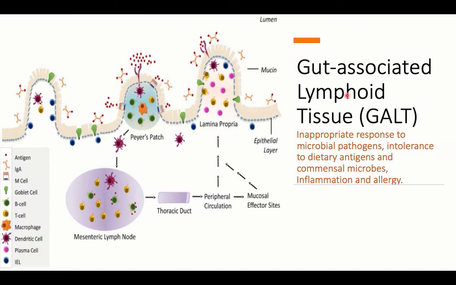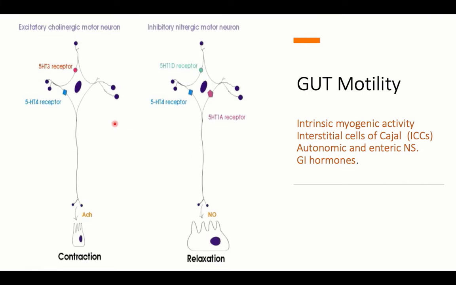About the gut-associated lymphoid tissue, know that if this is the brush border of the small intestine, sometimes exposure to certain microbes or food agents is associated with an inappropriate immune response. That will result in activation of immune cells involved in the Peyer's patch, which will drain to the mesenteric lymph nodes, then to the thoracic duct, finally to the peripheral circulation. So we have lymphoid tissue here in the intestinal wall that can be associated with certain pathologies in the GIT.